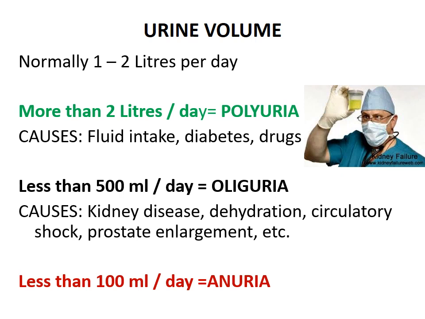Less than 100 ml per day is anuria. This is seen in emergency crises like excessive cardiovascular shocks, like hemorrhagic shocks. When the person has lost so much blood, the patient will have a complete shutdown of urine formation, which is called anuria.